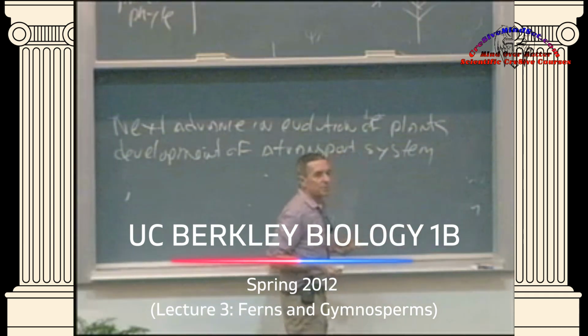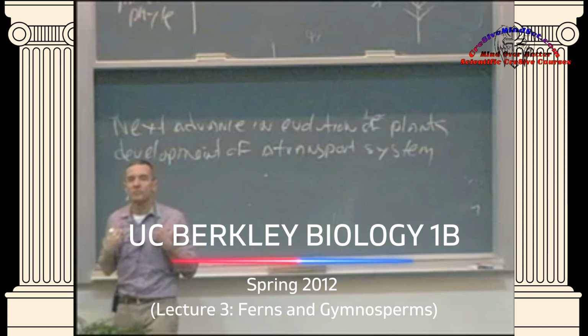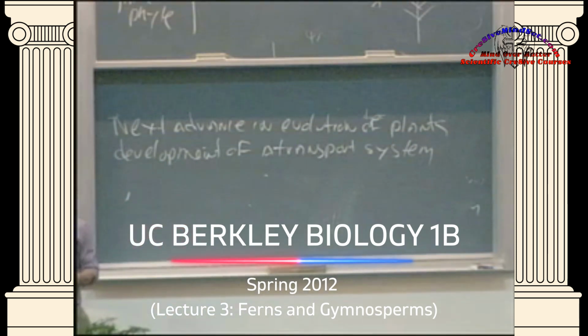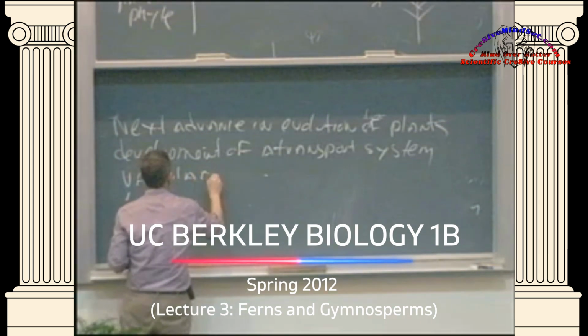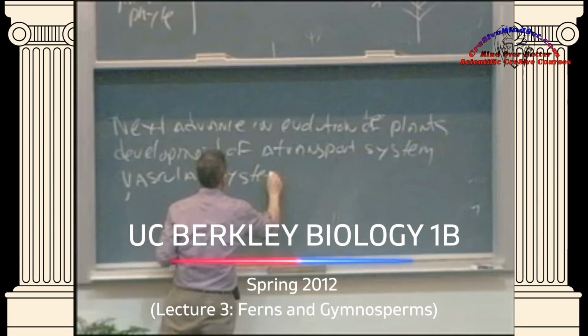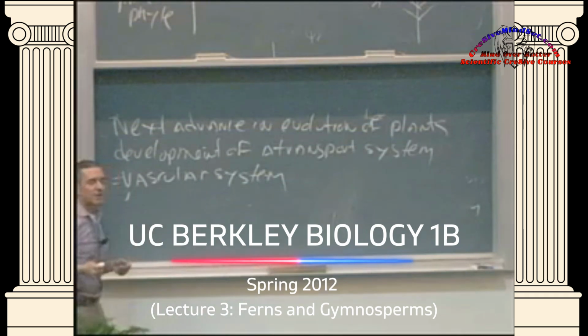And biologists, in parallel to the human blood system, call this transport system the vascular system. The vascular system consists of specialized cell types which are involved in the transport of water and nutrients. We'll talk about those cell types more later on. But right now, I just want to introduce you to the notion that the next evolutionary advance involved the production of a way of transporting water great distances.